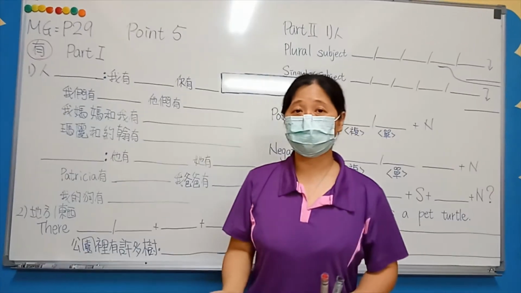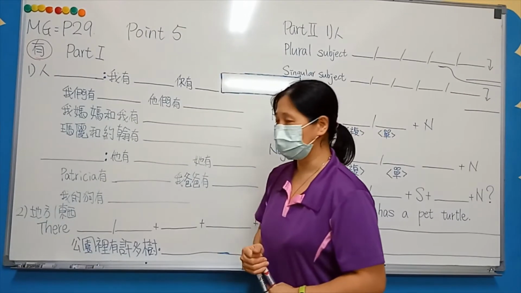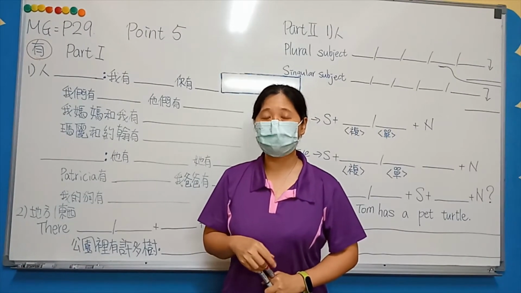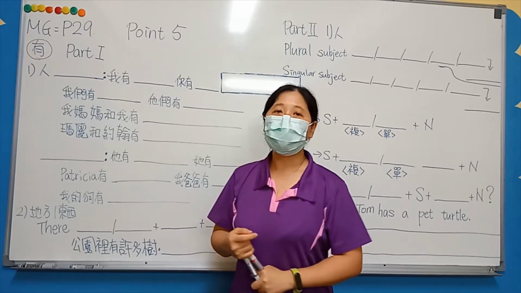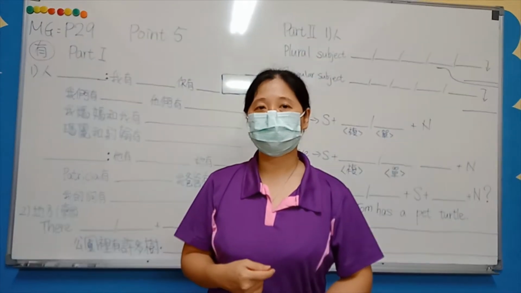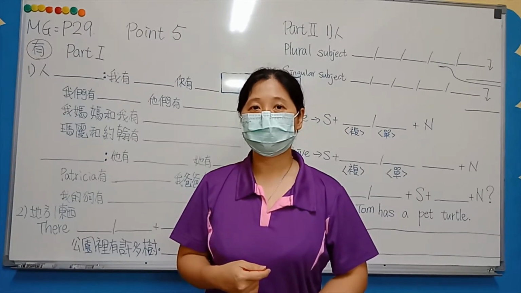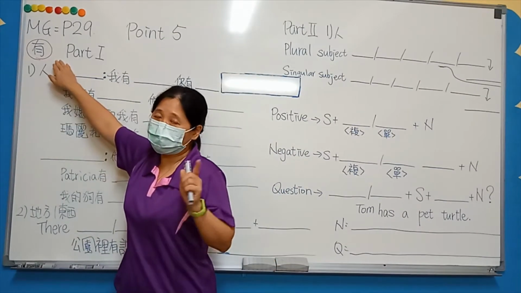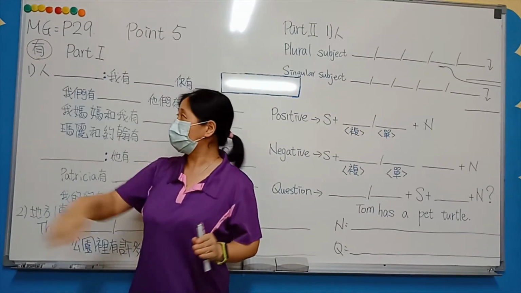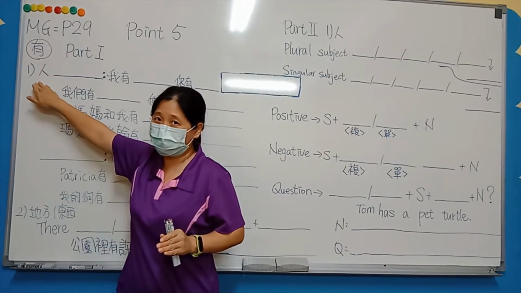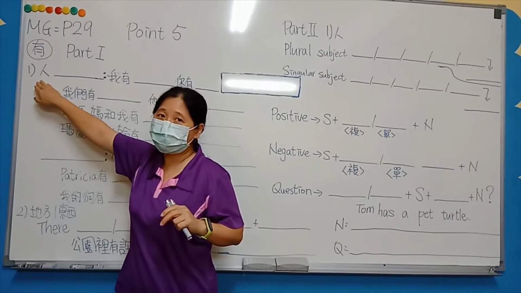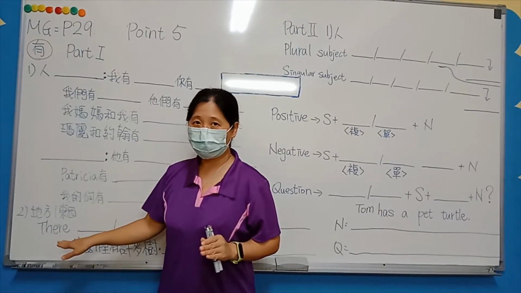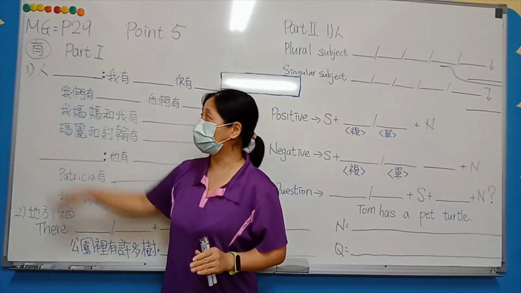Do you remember 有没有的有? And we told you there are two different yo in English. Can you remember? One is for people. One is for places. Let me show you this one. 有没有的有 in English, two parts. One is for people. The second part is for 地方东西的有.